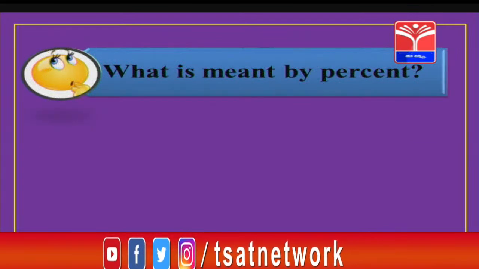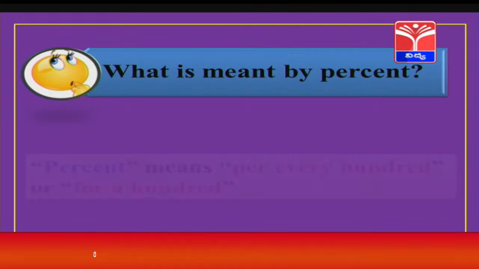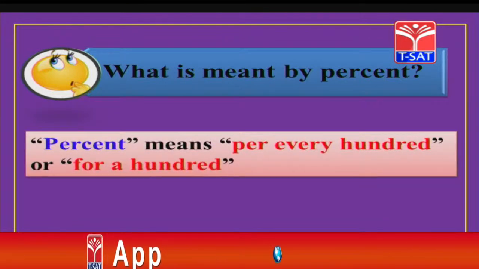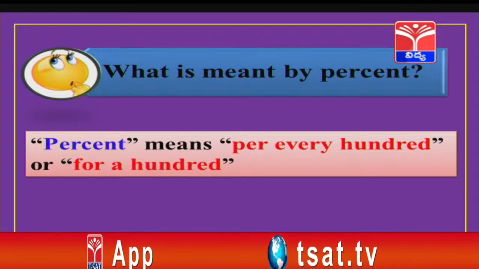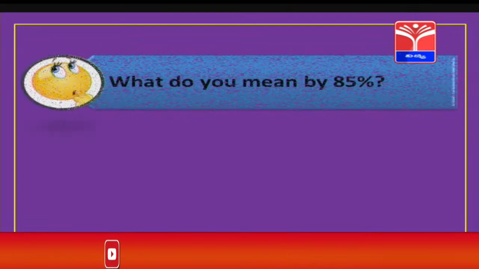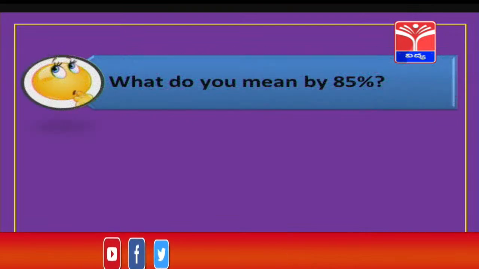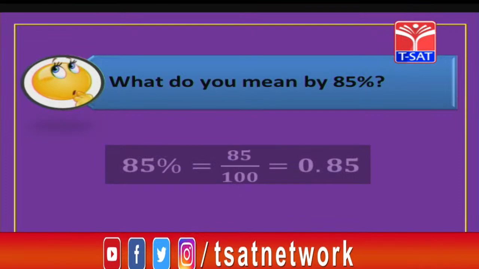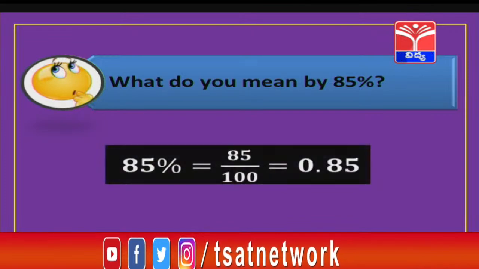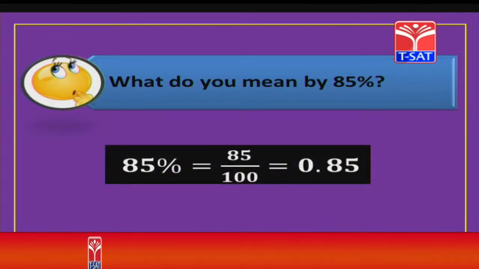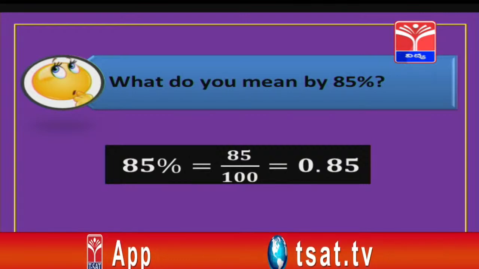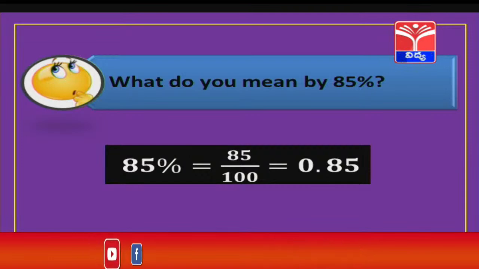But do you know what you mean by percent? Yes, percent means per every 100 or for 100. And children, what do you mean by this 85 percentage? You are right once again. 85 percentage means 85 out of 100, or it is 85 divided by 100. Now, this can be written as 0.85 in the decimal form.